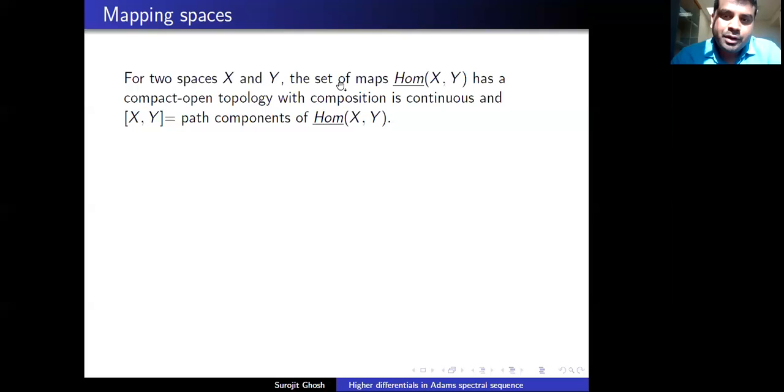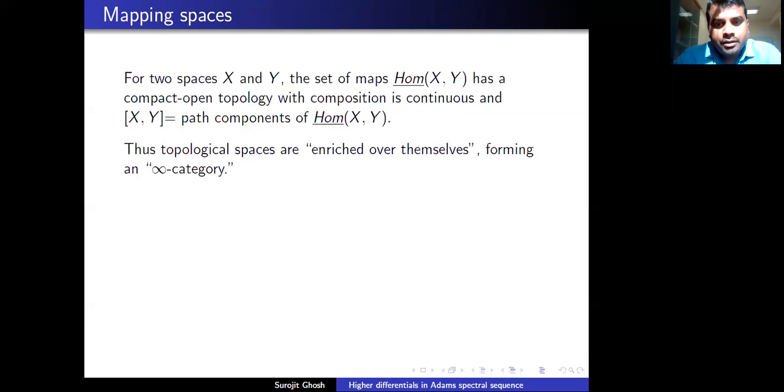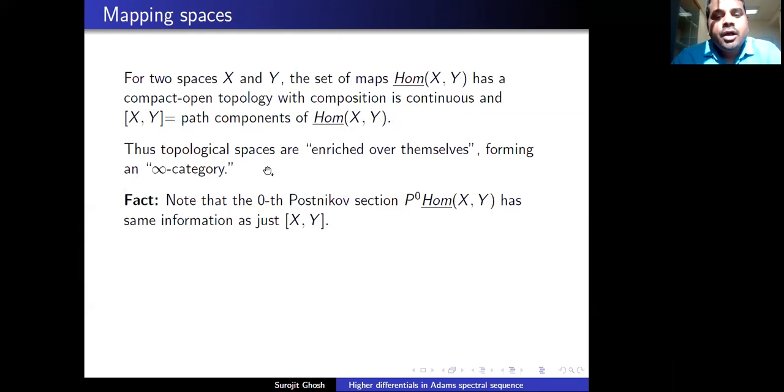If you compute the zeroth homotopy group of this, I mean the path components of this object, that gives you the homotopy classes of maps from X to Y. This small piece of information gives you a lot in the Adams spectral sequence. First of all, as an aside, all topological spaces behave like a category enriched over themselves, and they form an infinity category. In modern times we use infinity-category language, but it's okay to work inside an enriched category like this. Anyway, this is not our point for today.